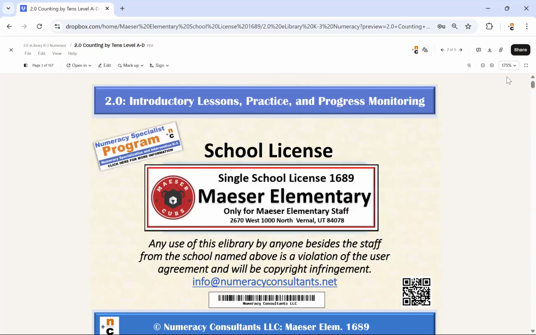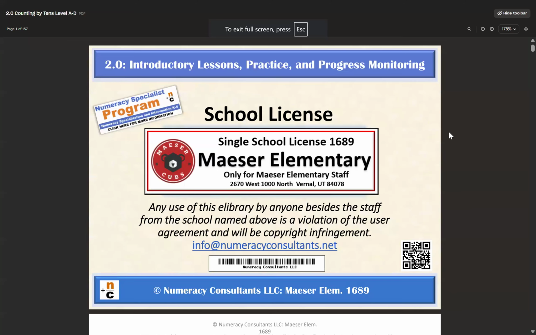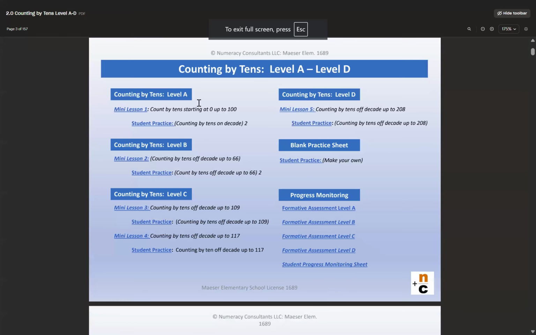Okay. And so when you go through that introduction page, or I guess you could say the menu where it has the mini lessons and the student practice, you're going to see a part that says progress monitoring. And this is formative assessments. So this is another place where you can go.